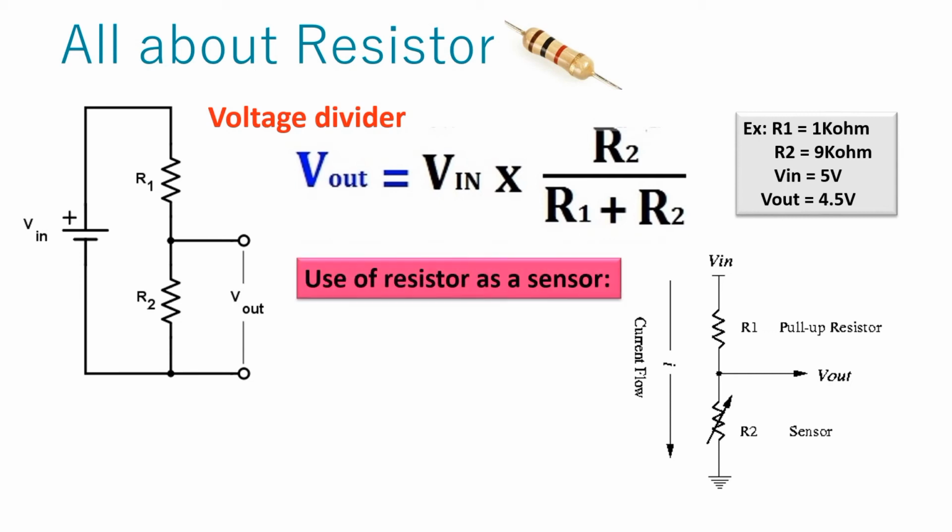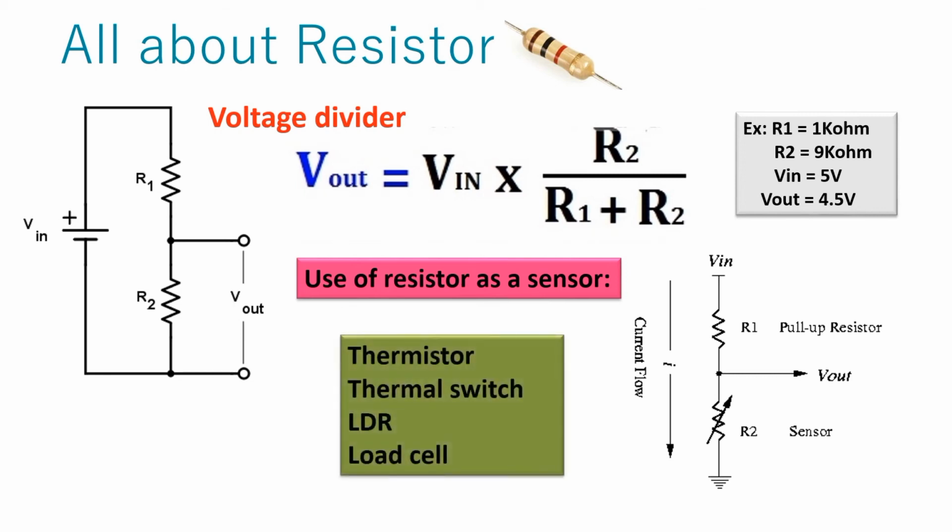There are many types of sensors whose internal resistance value depends upon environmental conditions, such as a thermistor, whose value varies with temperature. If we use a thermistor in place of R2, then the value of the output voltage will change along with the value of the temperature. This principle is used in a digital thermometer to measure the value of temperature.